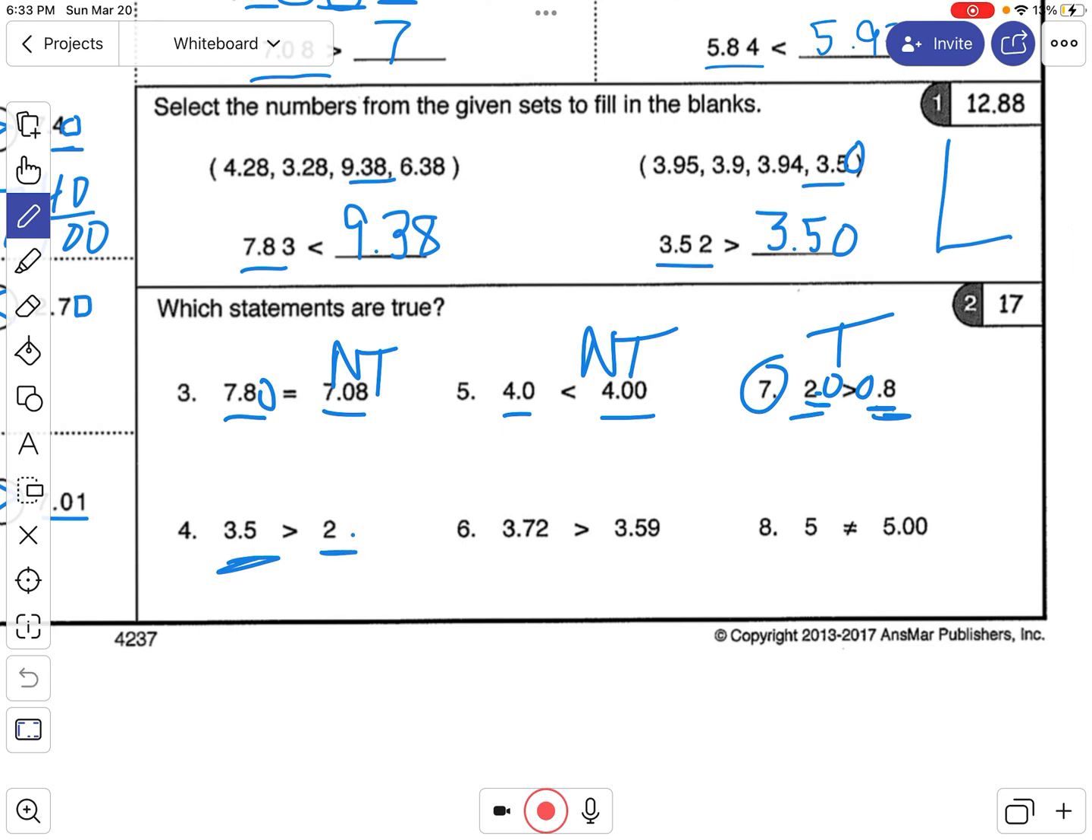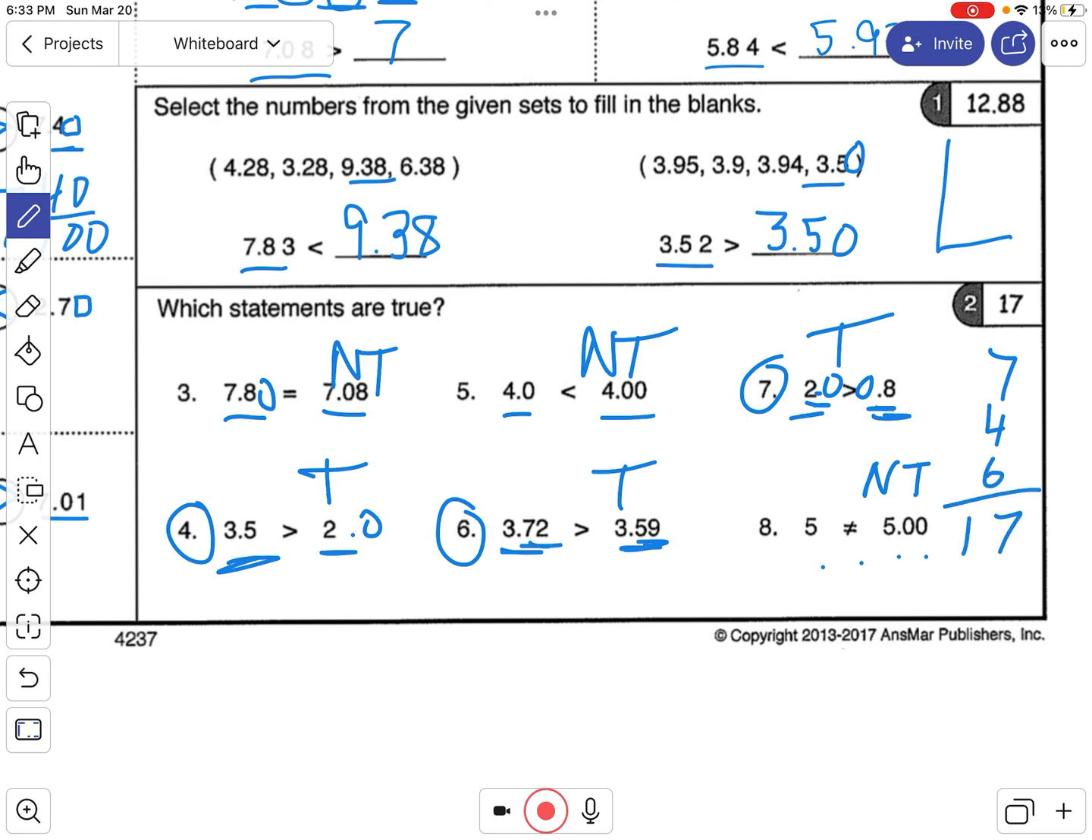3.5 is bigger than 2.0. Yes, that is true. 3.72 is bigger than 3.59. Better believe it, because 72 is bigger than 59. 5 is not equal to 5? Oh, by the way, this is true. Put those letters on there. You should always put the letters. 5 is not equal to 5? Oh, no, those are equal to each other. So we're not going to pick that one. And we're going to add up 7, 4, and 6, which equals 17. All right, there you go.